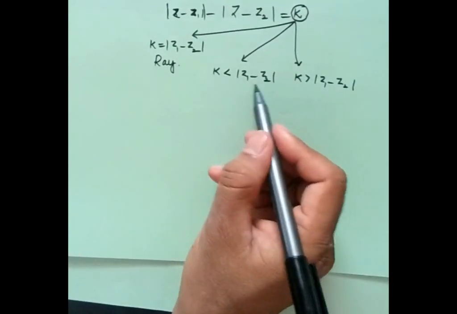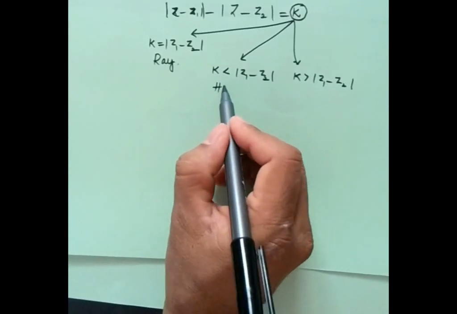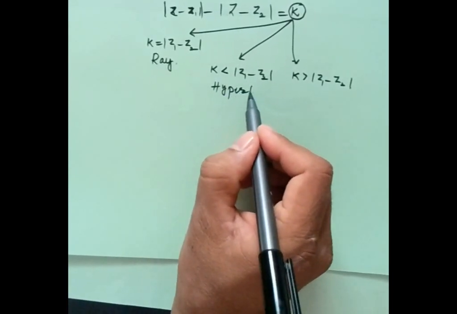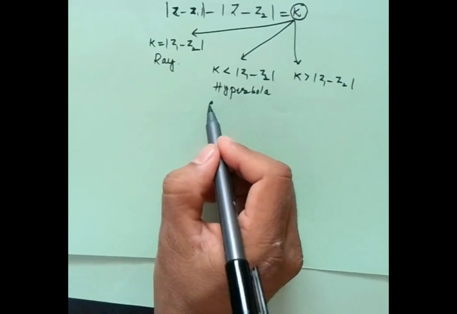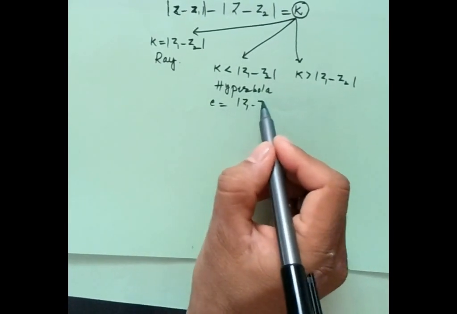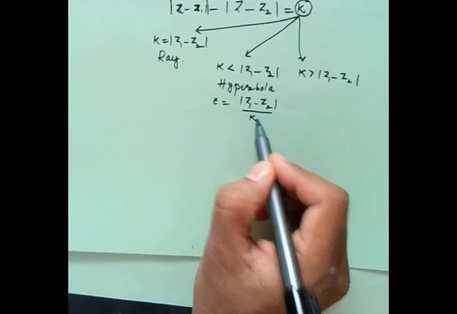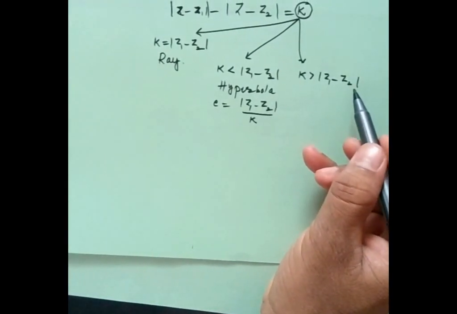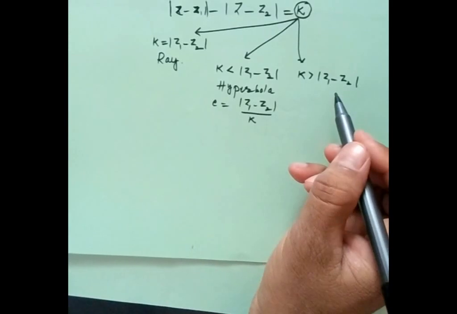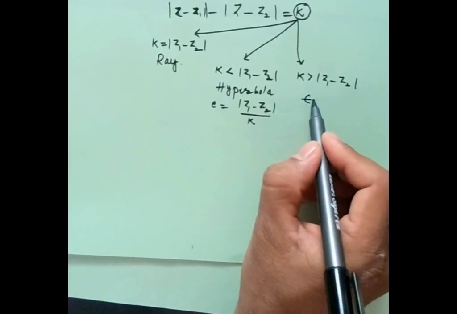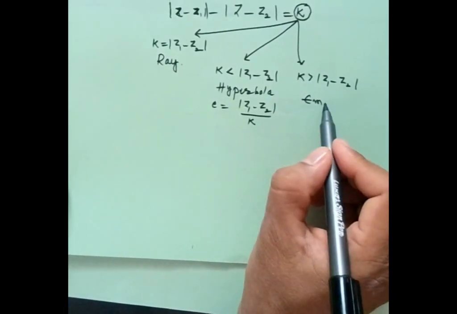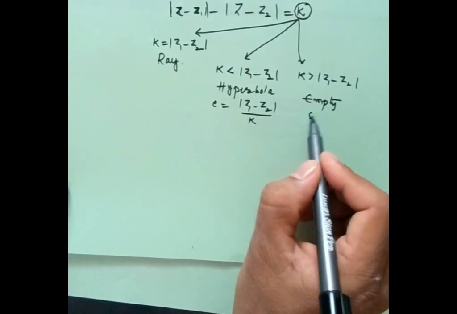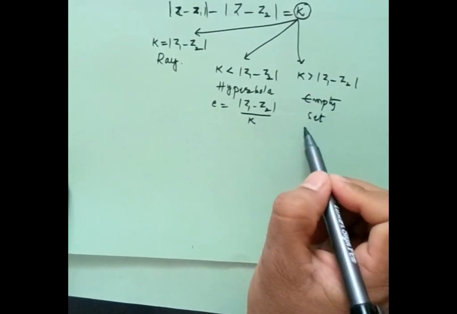If k is less than modulus of z1 minus z2, then the locus of z will be a hyperbola with eccentricity e equal to modulus of z1 minus z2 by k. If k is greater than modulus of z1 minus z2, by our earlier discussion no such point exists, so the locus, the set of all points, will be the empty set, because there is no such z.